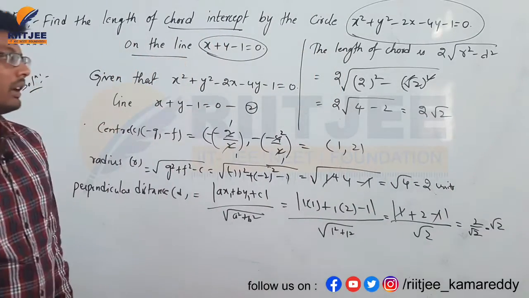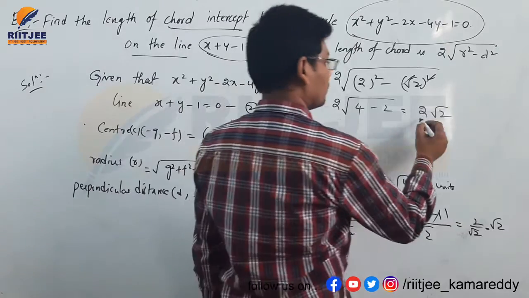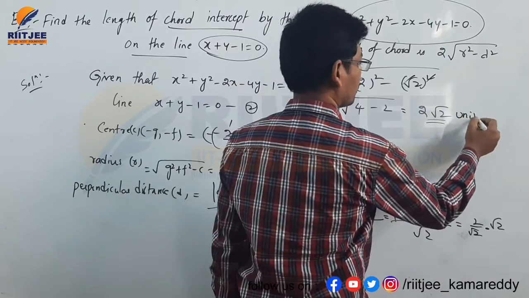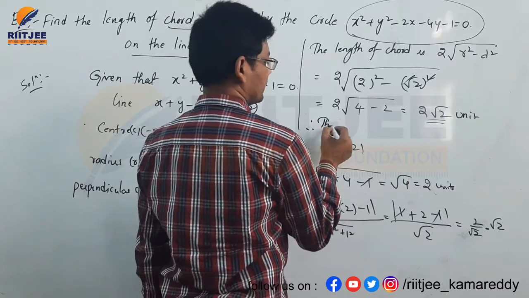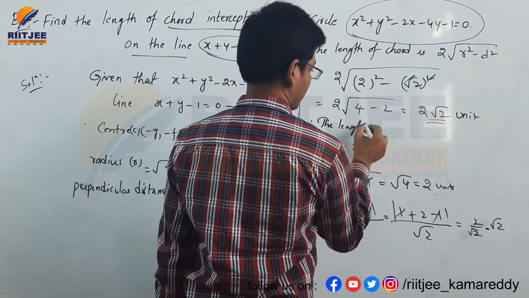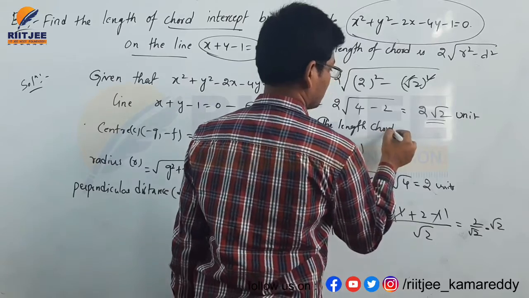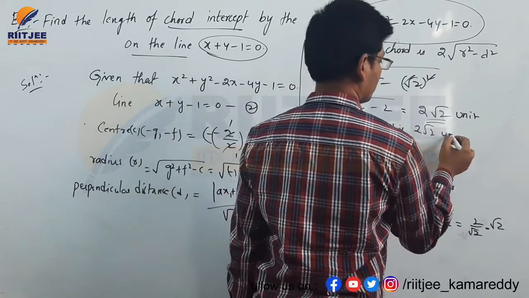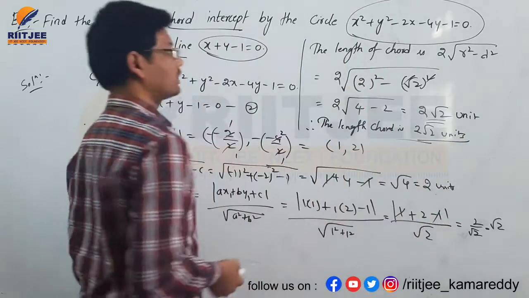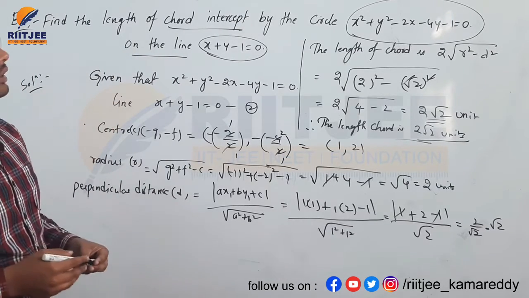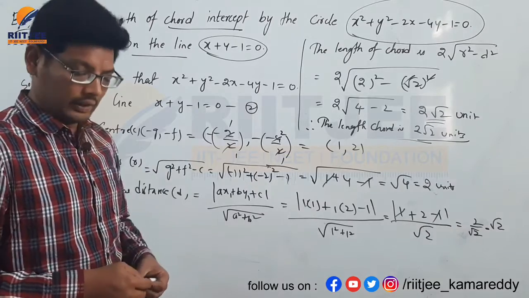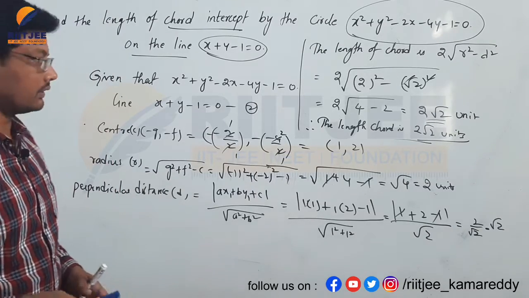4 minus 2 is nothing but 2 here. 2 root 2 unit. And the length of chord is, therefore, 2 root 2 units. This is all about finding the length of chord intersected by the circle on the given line.